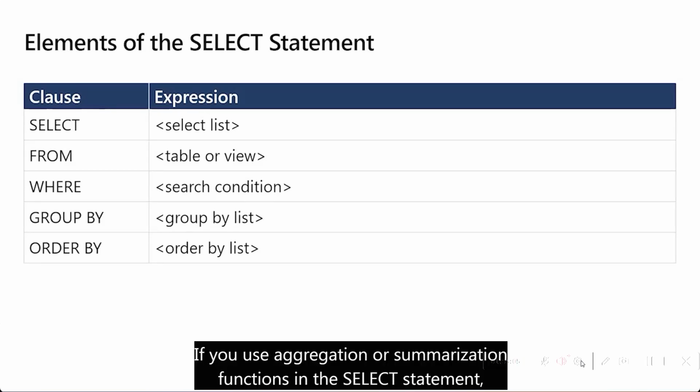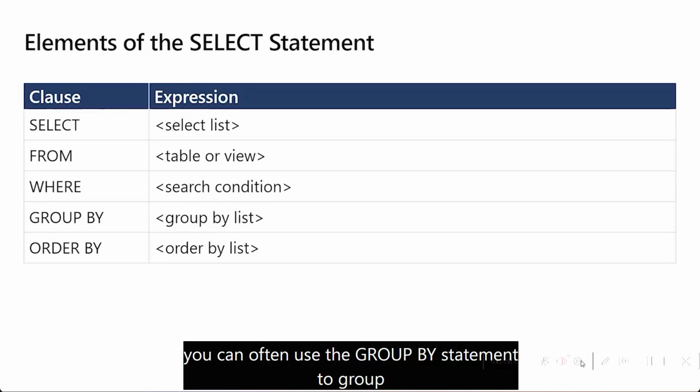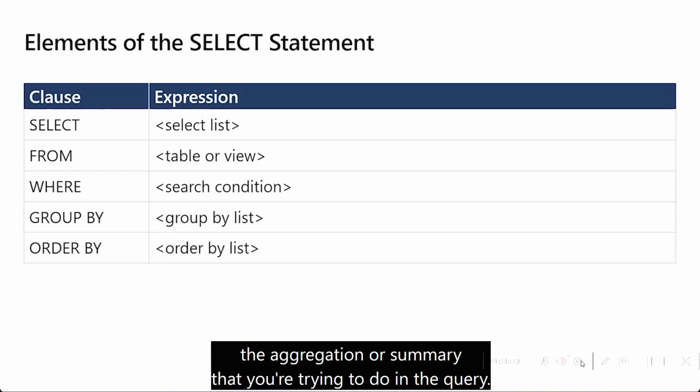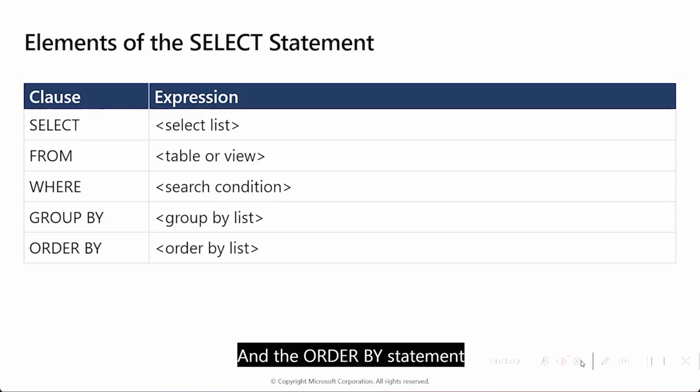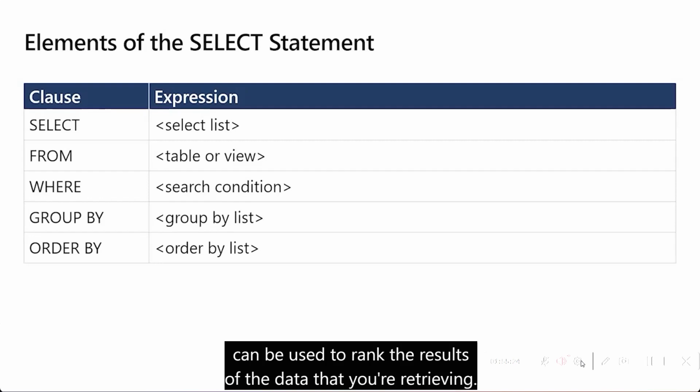If you're using some of the aggregation or summarization functions in the select statement, you can often use the group by statement to group the aggregation or summary that you're trying to do in the query. And the order by statement, which is another optional statement that you can add, can be used to rank the results of the data that you're retrieving.